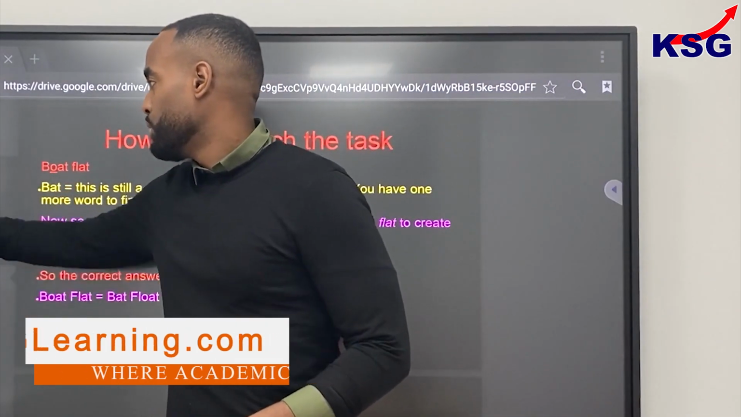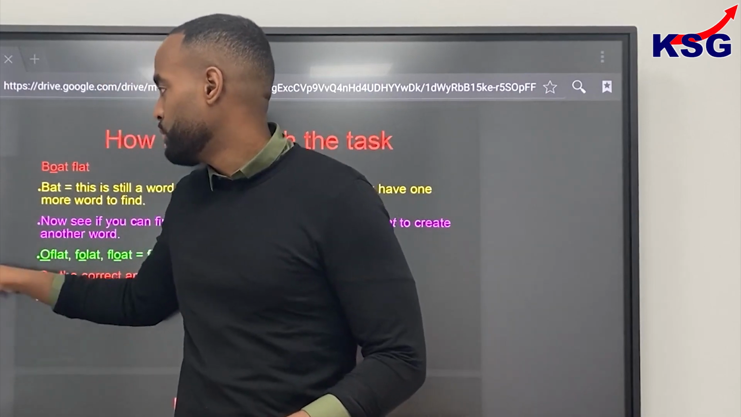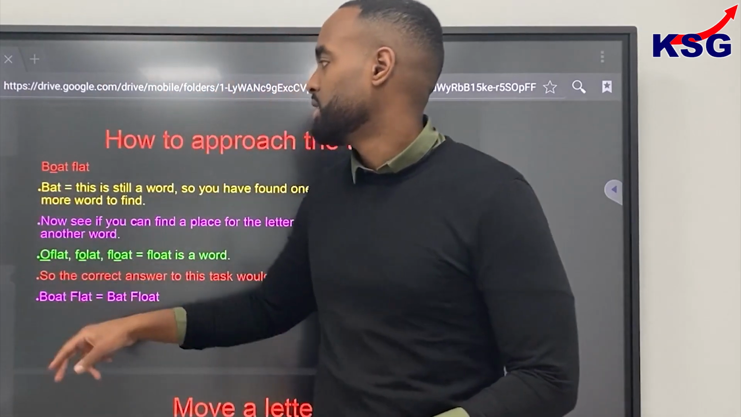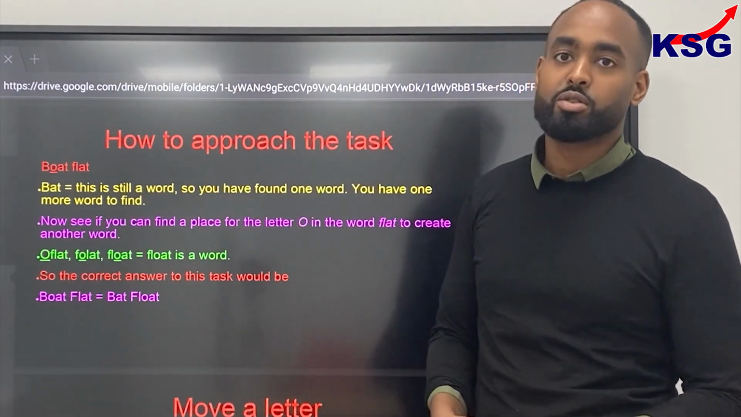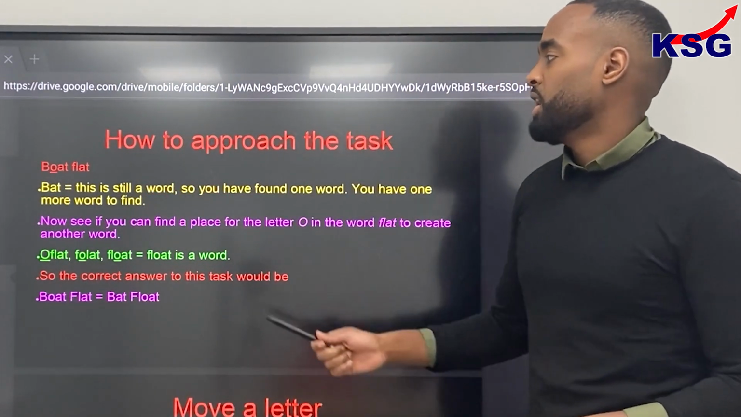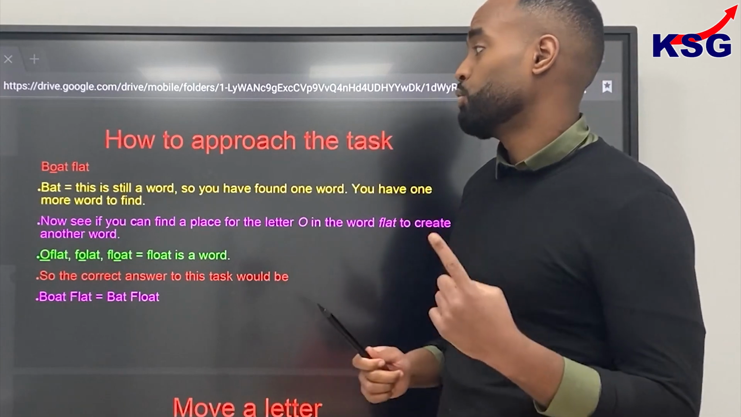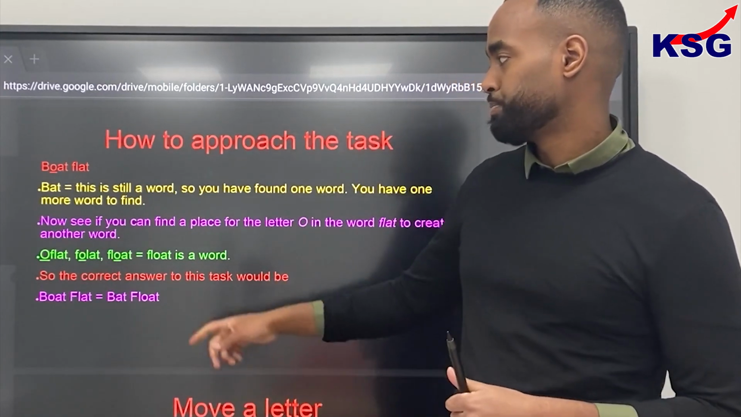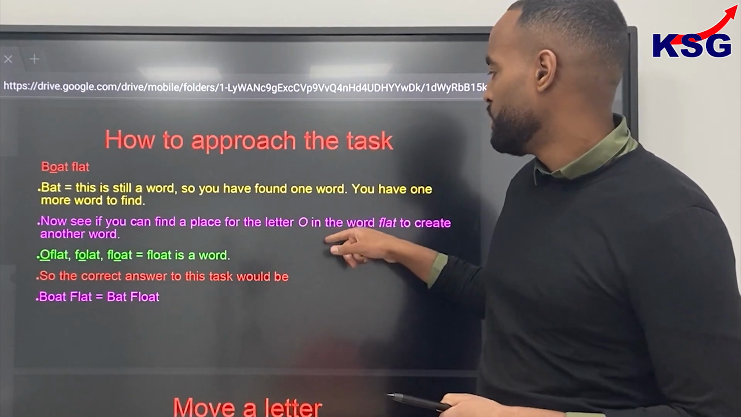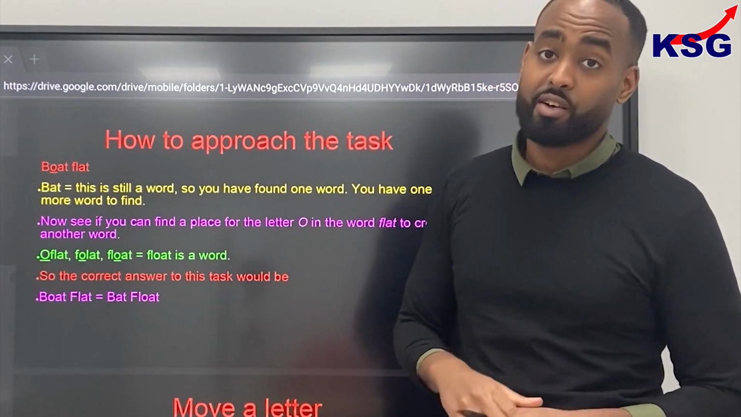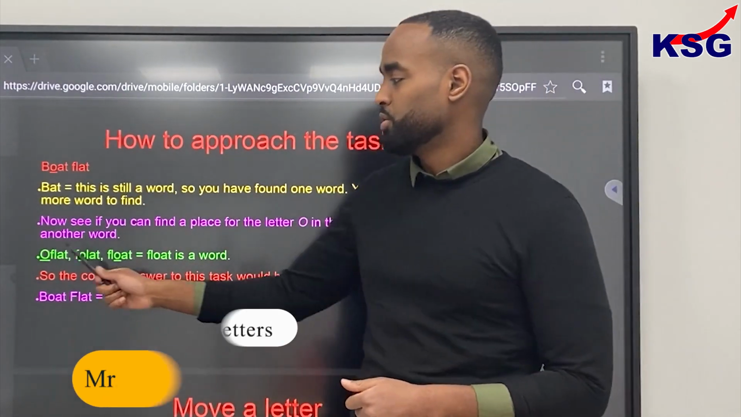Okay. So when we take away the letter O from boat, we are left with bat. This is still a word, of course. Bat is an animal, isn't it? So we found one word, there's still one more word to find. We'll have to see now if we can make a place for the letter O in the word flat to create another word. So these are the options we've got.